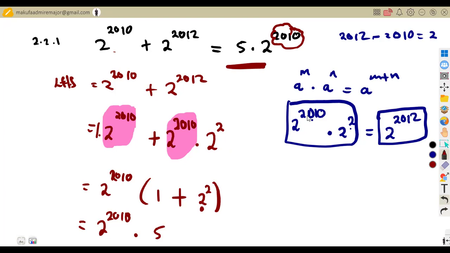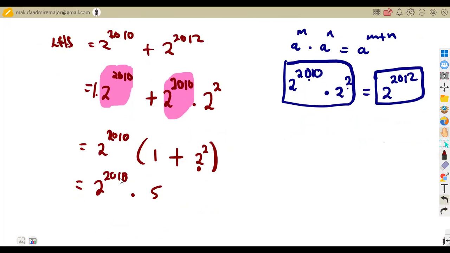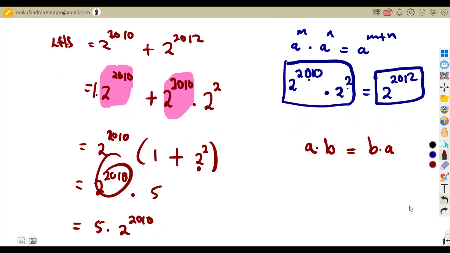So as we can see, this is the same answer as what we are having here, only that they started with 5. Remember that A times B is the same as B times A. So if we are multiplying this times this, it is the same as multiplying 5 times 2 to the exponent of 2010. That is exactly what we are having on the right-hand side. So we have actually proved this.